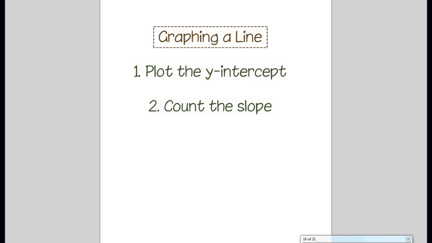Okay. So how do you graph a line? You know how to do this. You plot the y-intercept, like let's say it's 3, and then you just count the slope. If the slope is 2/3, you go up 2, over 3, up 2, over 3. And then you have a beautiful line, and you connect the dots, and that's how you graph a line.